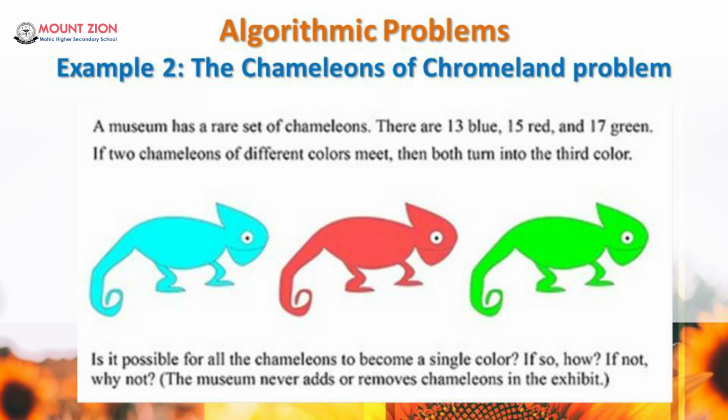For which number of red, green and blue chameleons is it possible to arrange a series of meetings that result in all the chameleons displaying the same color? This is an algorithmic problem because there is an algorithm to arrange meetings between the chameleons. Using some properties of the algorithm, we can find out for which initial number of chameleons the goal is possible.